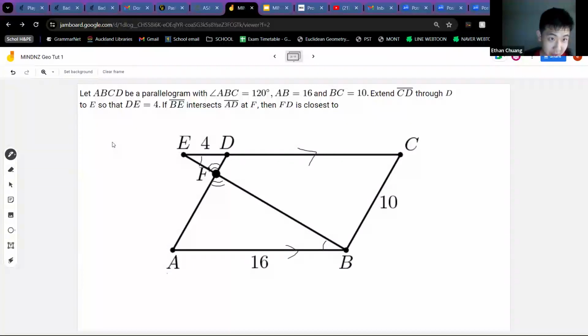Angles EDF and AFB are both 90. Not necessarily, are they? I actually don't know.